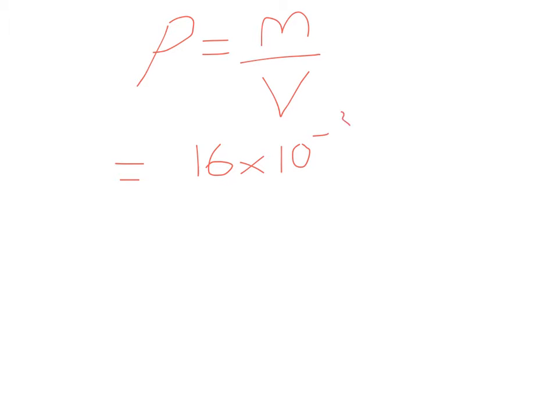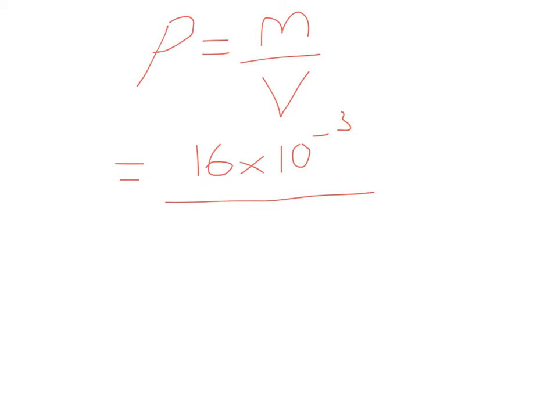So the first thing we need to do is write down the formula for density: density equals mass divided by volume. Now here is where loads of people have made mistakes straight away, because the mass is 16 grams. We need that in kilograms, so it's 16 times 10 to the minus 3 kilograms.